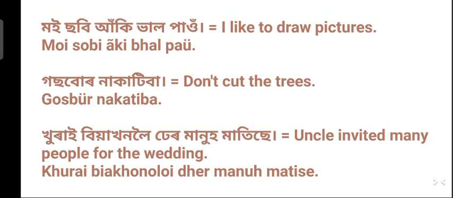It is used with nouns which are not animate, that means which are not living, and when the noun is not very specific. Moi sobi aki bhal pao. Sobi is not animate, so it does not get -ok. I like to draw pictures. Moi sobi aki bhal pao.